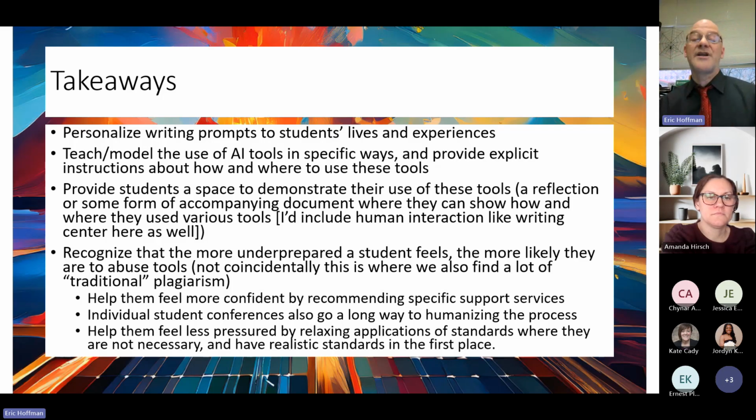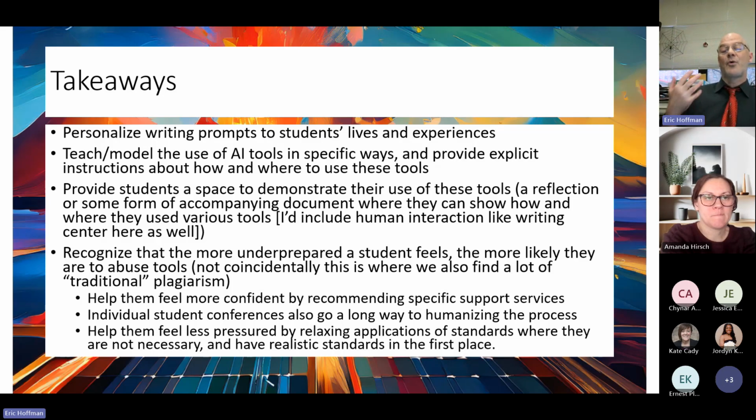So I want to encourage people, and I know it's a change in pedagogy, to at least consider having some sort of a reflective or accompanying document where students can discuss their process and discuss the ways in which they used a variety of tools, both for their sake and for your sake, to help assist in the entire educational process.